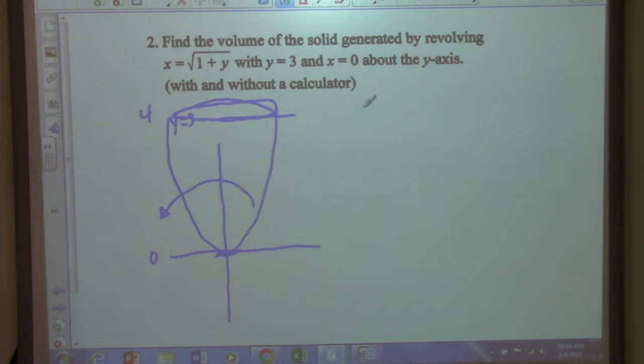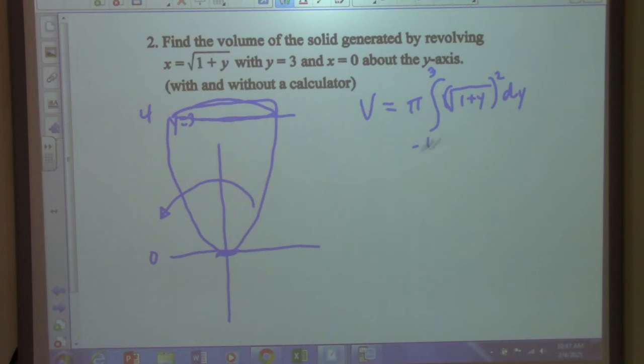So what is our volume going to be? It's going to be pi, and we're going to have -1 to 3, and we're going to have square root of 1 plus y, squared, dy. Does that look right?